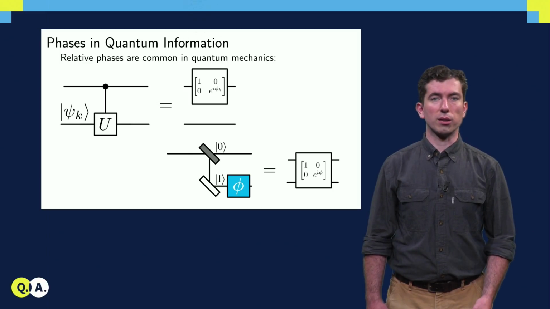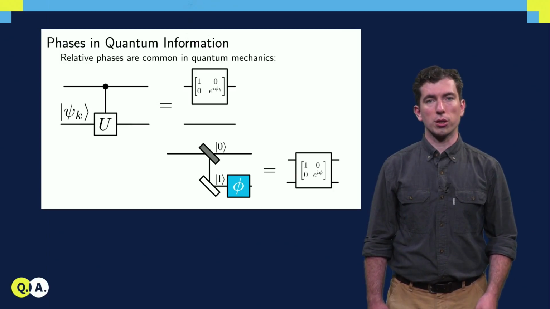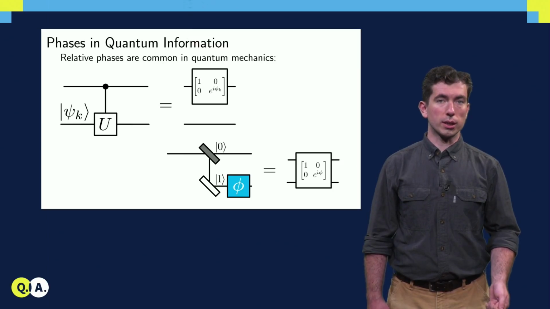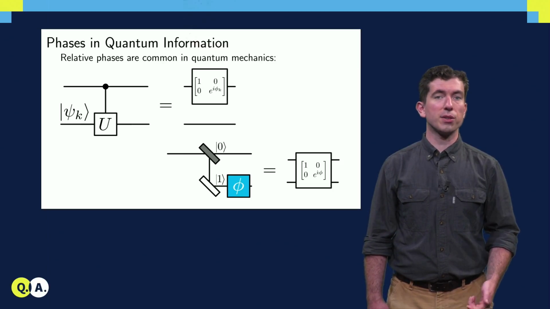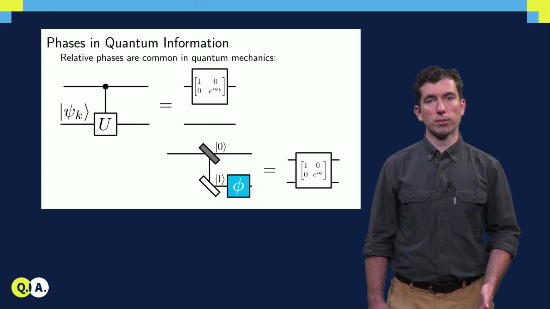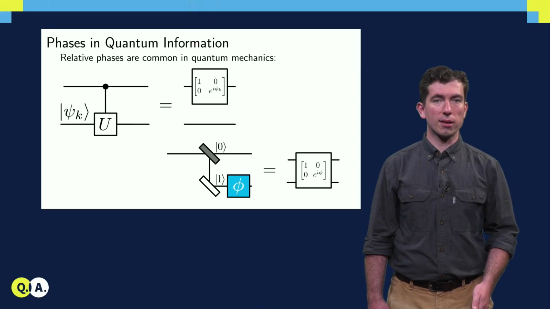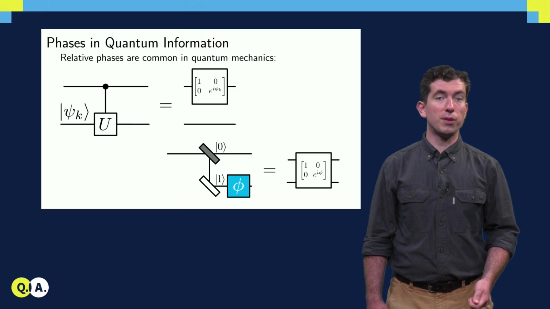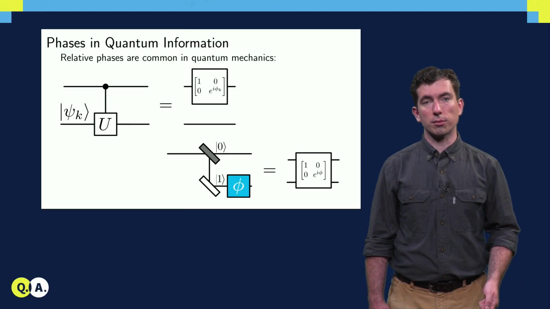We can produce one of these relative phases using a unitary U by inserting an eigenstate of U, which we call psi k, into a controlled U operation, resulting in the corresponding phase phi k being kicked back onto the control qubit. Alternately, we can produce a relative phase in a physics experiment. For example, assume that we have a beam splitter here that splits an incoming light beam into two paths, one of which passes through a piece of material that shifts the phase of the light's wave function. This can produce a physical state with that relative phase on it.